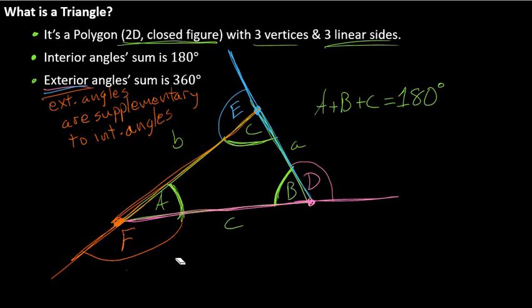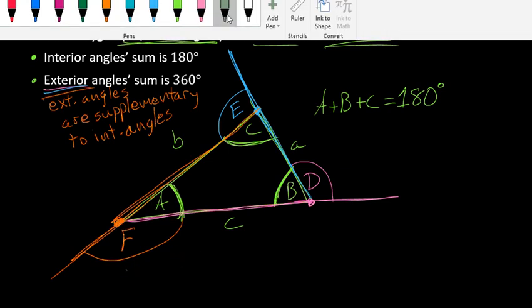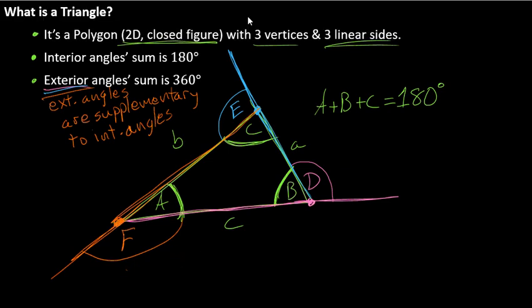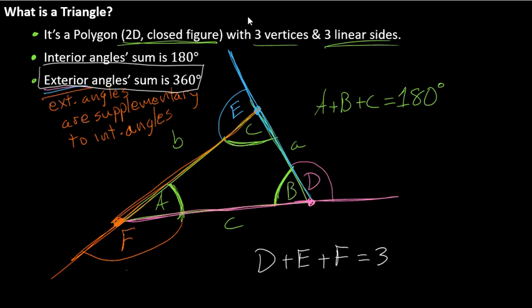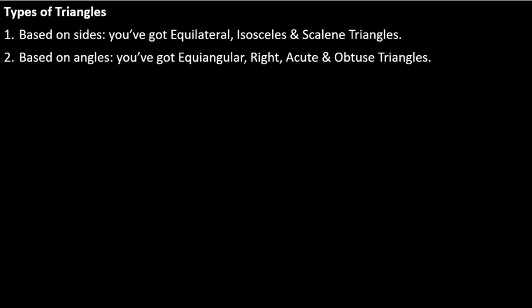That's something we learned a while ago. Anywho, so we're saying that exterior angle sum is 360 degrees. So that means D plus E plus F is equal to 360 degrees. So our interior angles add to 180 and our exterior angles add to 360. Okay, so let's keep going.